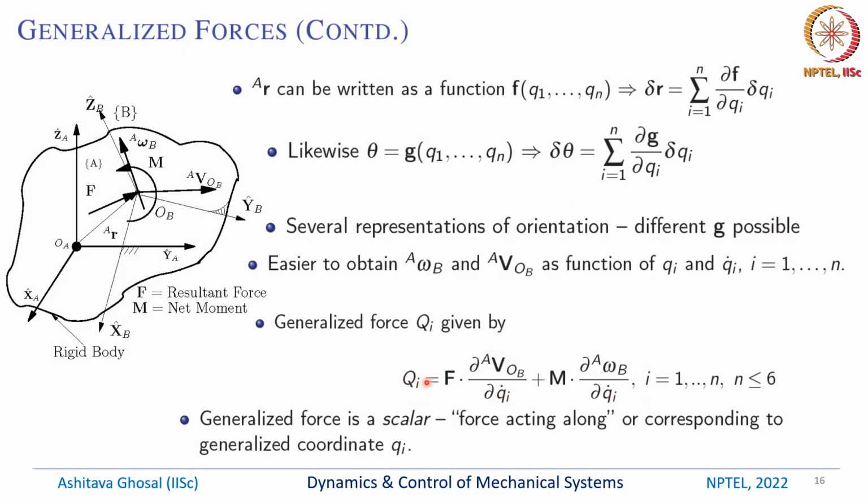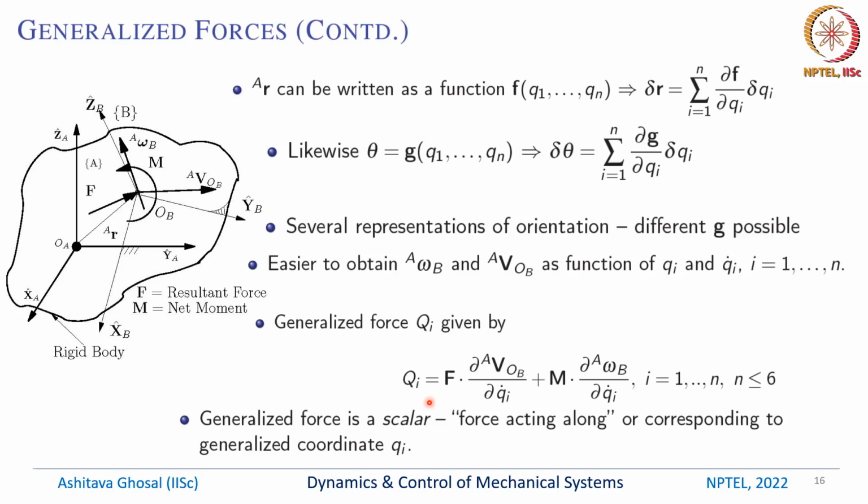So now we have an expression for Qi, which is the generalized force, or the force corresponding to a generalized coordinate Qi. And in English, what does this mean? This is nothing but a force which is acting along or corresponding to a generalized coordinate Qi. This is a scalar. That is very important. Capital F and M were vectors. Generalized coordinates are always scalars.